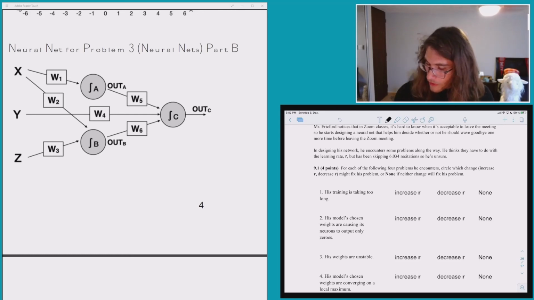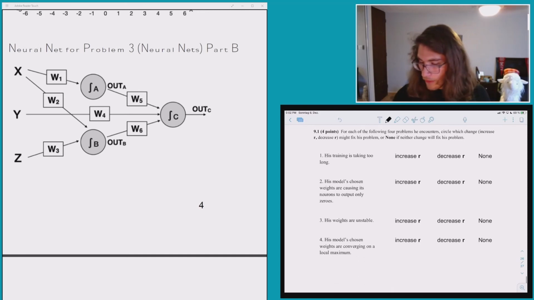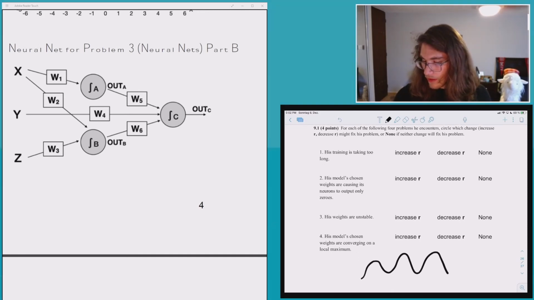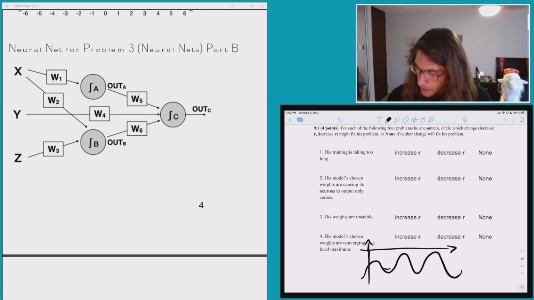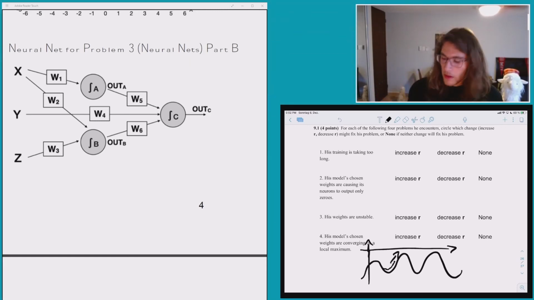If training is taking too long, generally the problem is that the learning rate is too low. This is in reference to the neural nets recitation video. If you don't remember this, please go back and watch that. If the loss landscape looks like that, I believe this was the graph, and you're moving too slowly, then increasing the size of the jump will obviously speed things up. So increasing R will help.